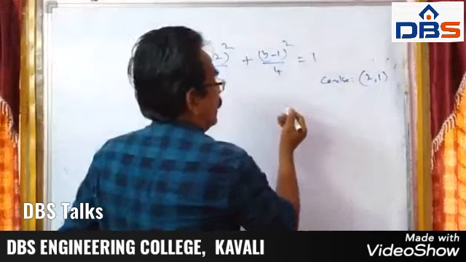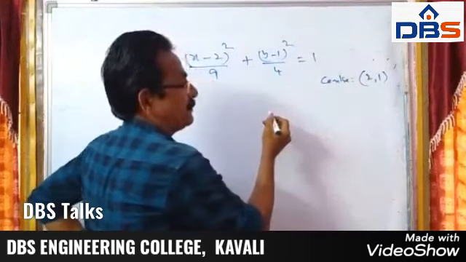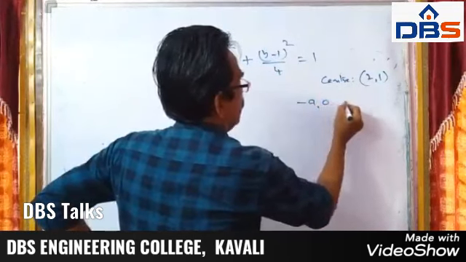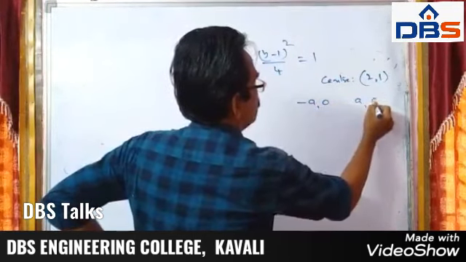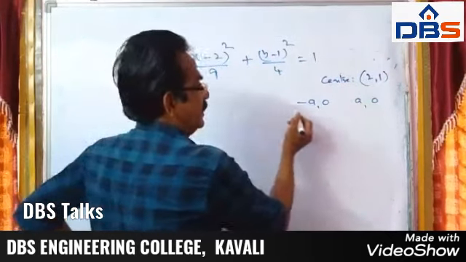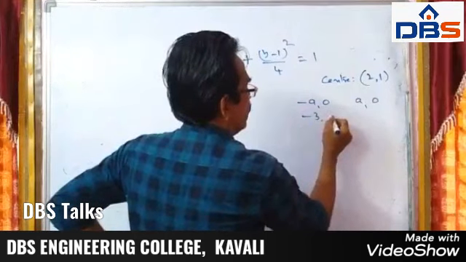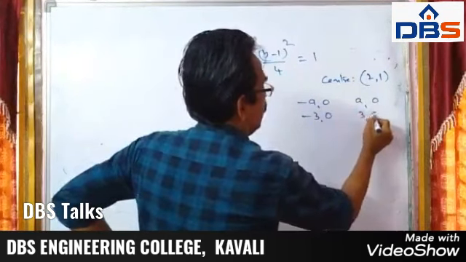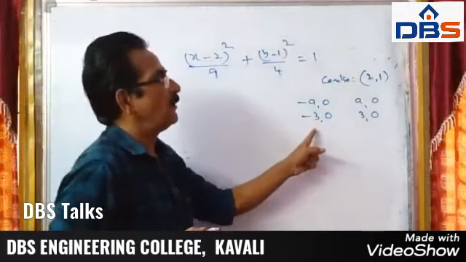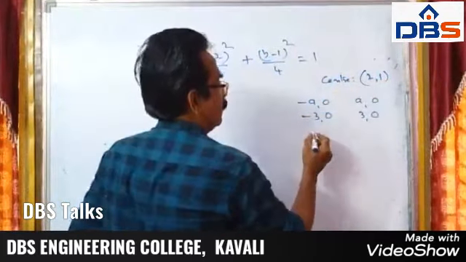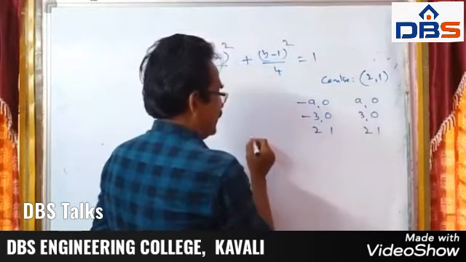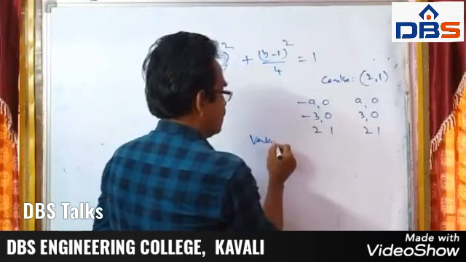For a normal ellipse, where center is (0, 0), the vertices are (minus a, 0) and (a, 0). a is 3. So (minus 3, 0) and (3, 0). And we have to add the center to this, (2, 1). On adding, we get the vertices.